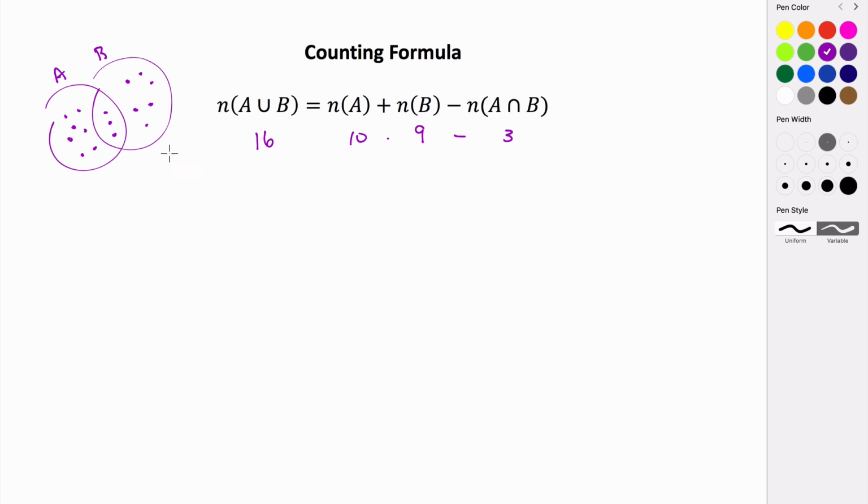Why does that happen? Well, the reason is that these 3 elements are counted twice when we're counting the number of elements in A and B. When we say that there are 10 elements in A, that includes these 3 in the intersection. And when we say that there are 9 elements in B, again, that includes these 3 elements. So these 3 elements are getting counted twice. So we have to subtract 1 instance of them being counted. And so that's why we have to subtract this intersection.